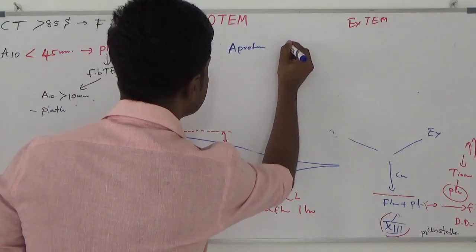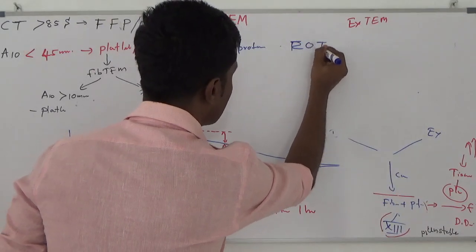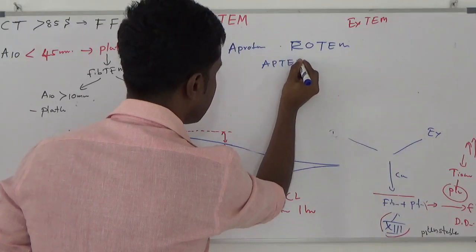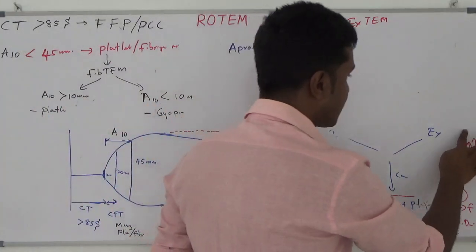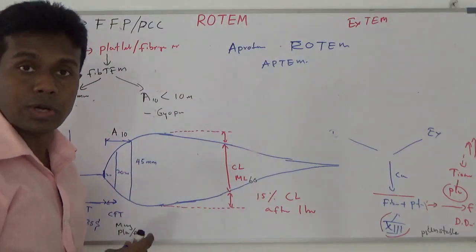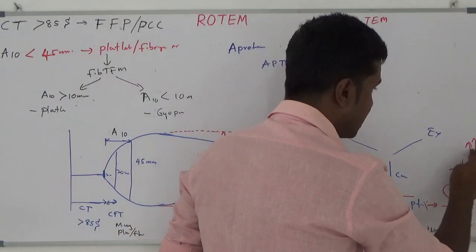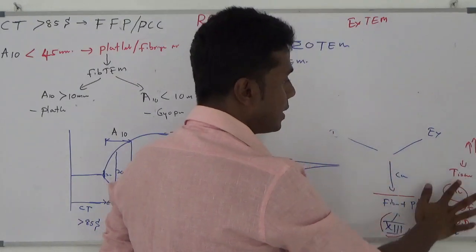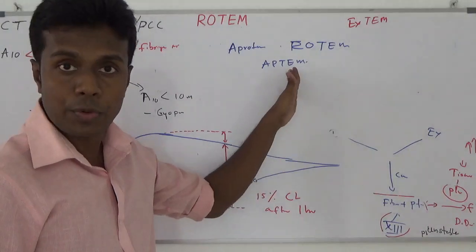Aprotinin induced rotational thromboelastometry, also called APTEM. What I am going to do is neutralize this effect. Tissue plasminogen activity I am going to neutralize by adding some kind of substance. If I neutralize this activity, that means the tissue plasminogen activity is not there right now because of the aprotinin.